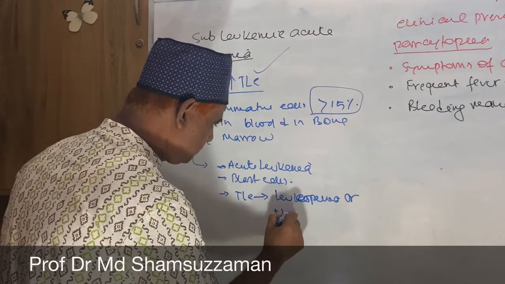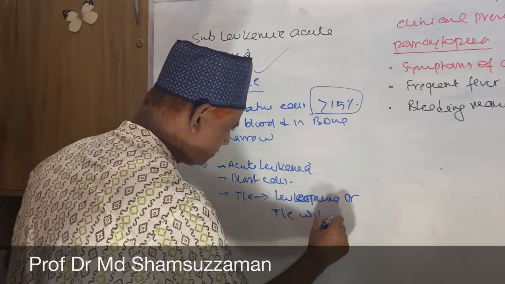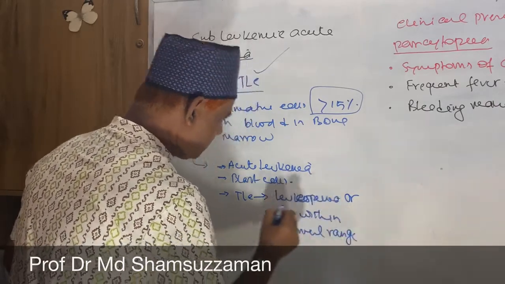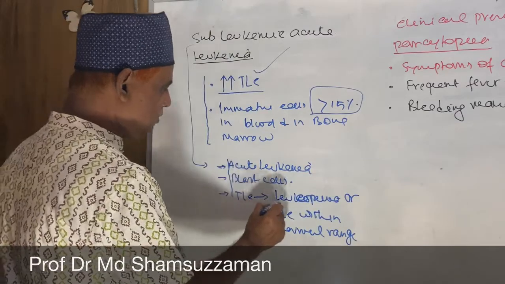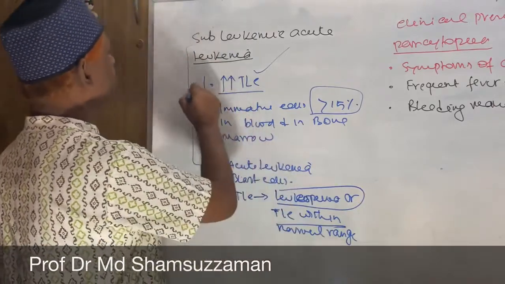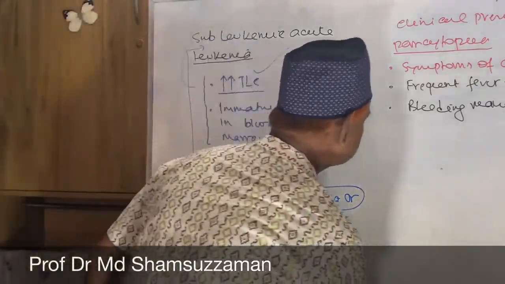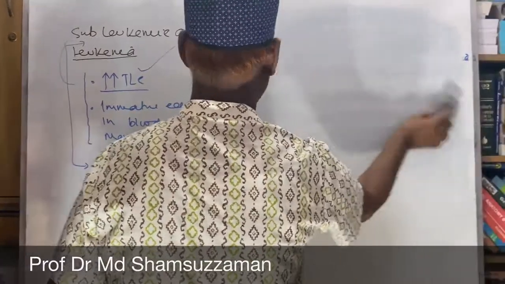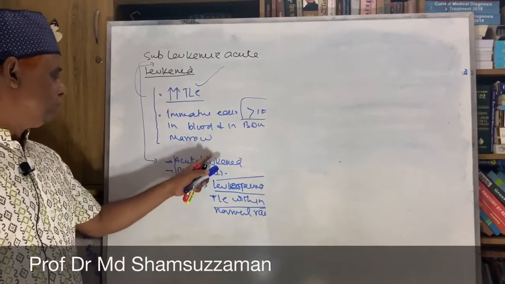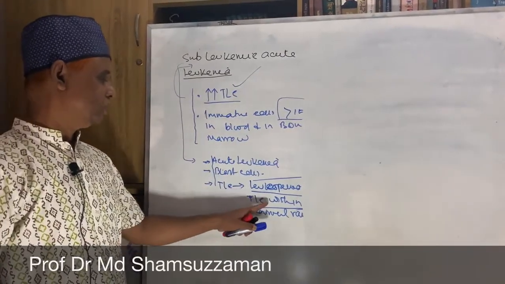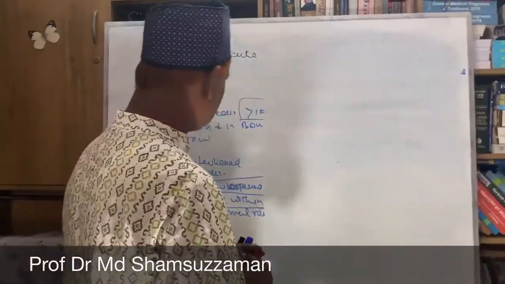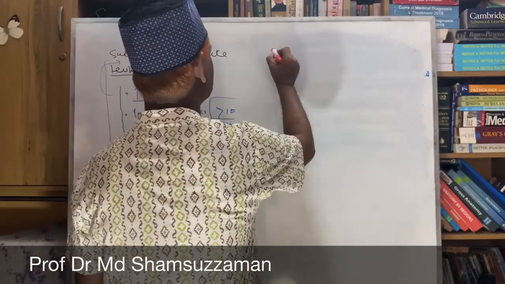or TLC within normal range. If acute leukemia with normal TLC or acute leukemia with leukopenia, that leukemia is called subleukemic acute leukemia. So, in subleukemic acute leukemia there are blast cells, it is acute leukemia, but the total count of WBC is within normal range, or there is leukopenia. Now come to laboratory diagnosis of Pancytopenia.